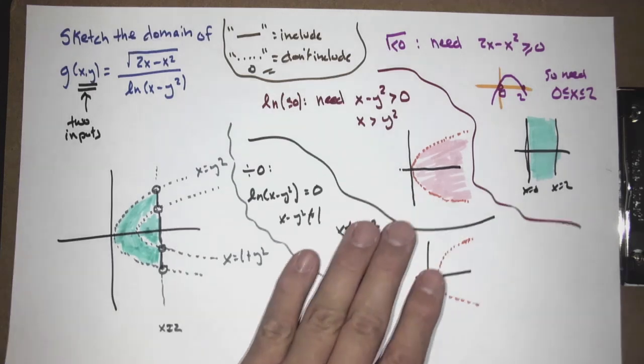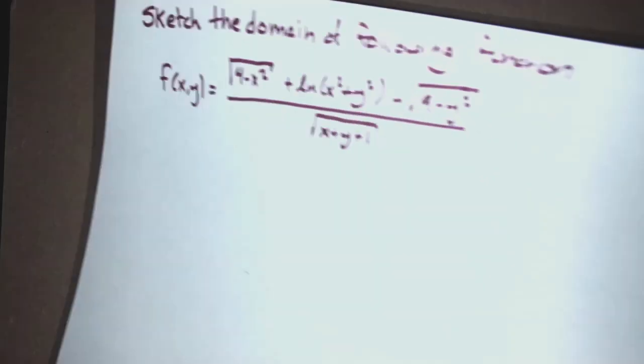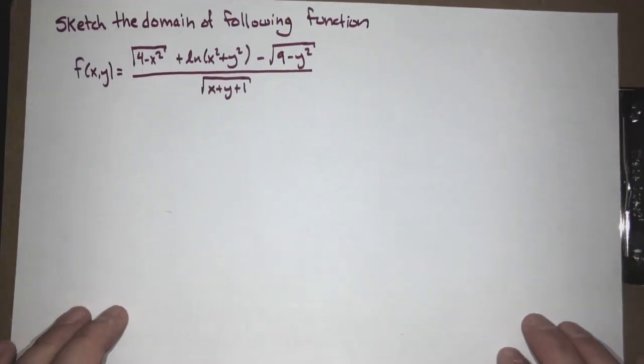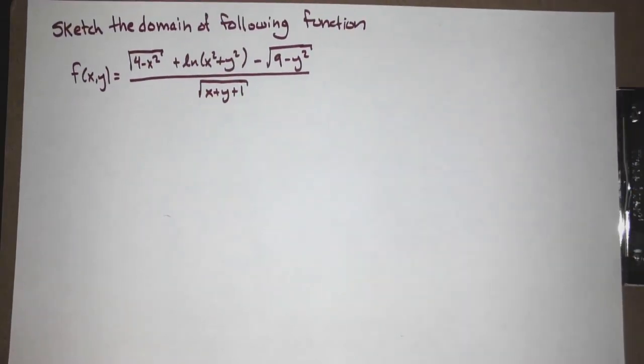Cool. Well, in that case, here's one from an exam. Sketch the domain of the following function. Square root of 4 minus x squared plus log of x squared plus y squared minus the square root of 9 minus y squared divide by the square root of x plus y plus 1.